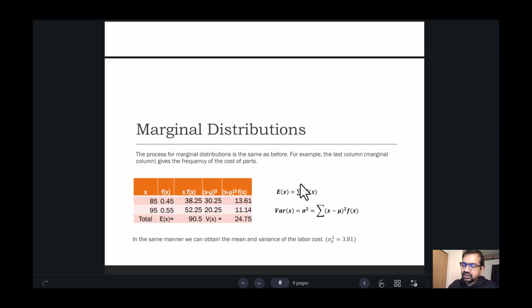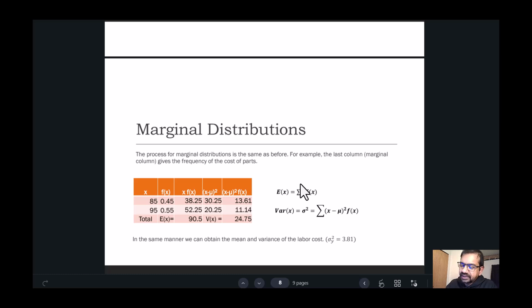Then we take the deviation of x from this mean, and we square it. For the first one, we get 30.25, and then we get 20.25. And then we multiply these squared deviations from the mean with the relative frequency, 0.45, and we get 13.61. Then we add 13.61 with 11.14, and we get 24.75, which is the variance of the series given by the cost of parts. And then again, we can take the square root of this, and we will get a standard deviation.